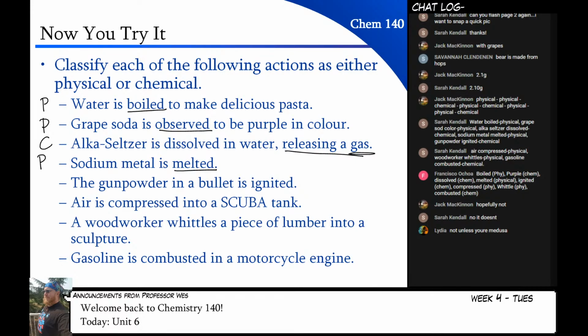How about the gunpowder in a bullet being ignited? If you ignite something, you are setting it on fire. Typically, you can only set something on fire once. Once you've done that, you've already turned it into a product that doesn't have any potential energy in it anymore. So, this must be chemical.